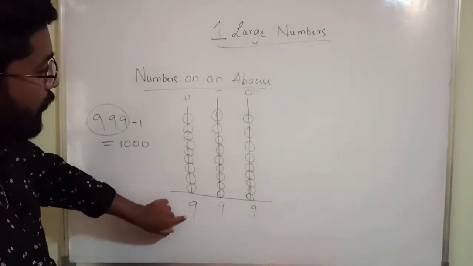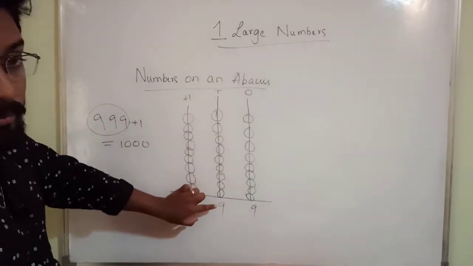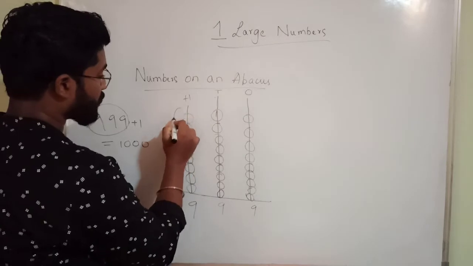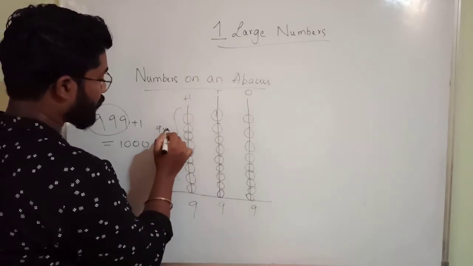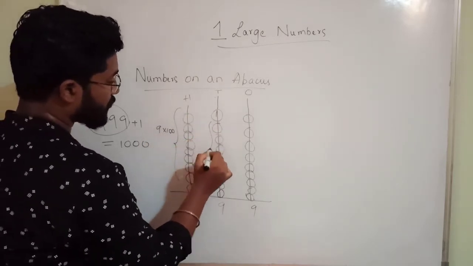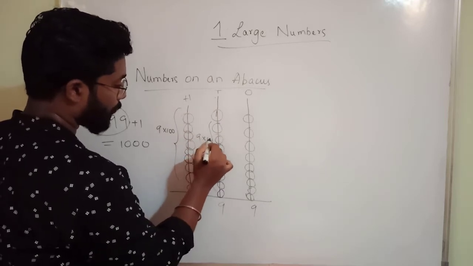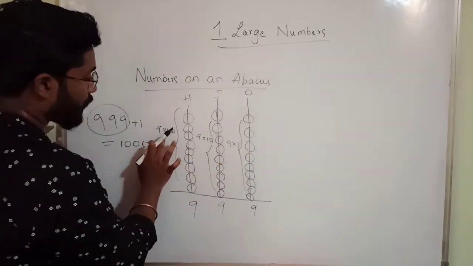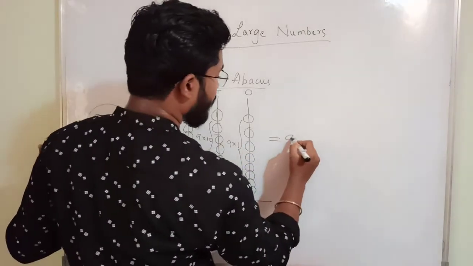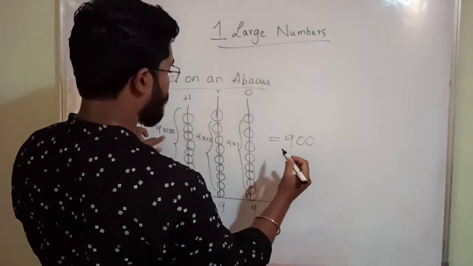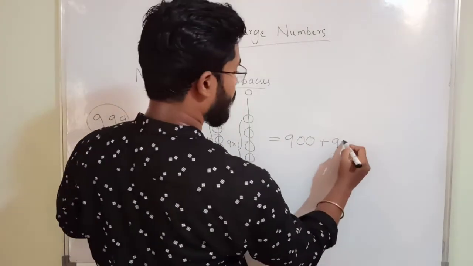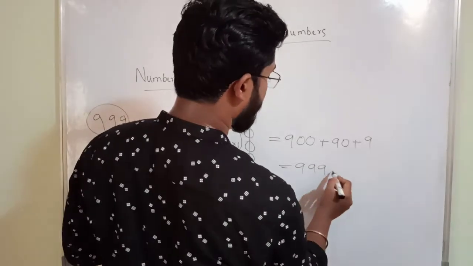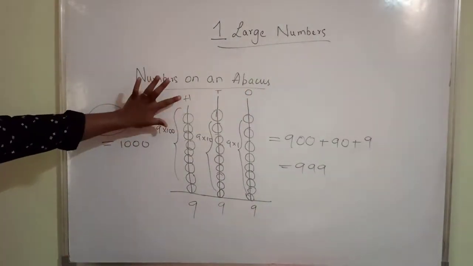9 into which place? 100. 900. Here 9 into 10, 90. This is 9. This box will represent 9 into 100, this will represent 9 into 10, and here this will represent 9 into 1. What you will get after adding 9 into 100, means 900, this one completed, plus 9 into 10, means 90, plus 9 into 1, means 9, is 999. Okay.